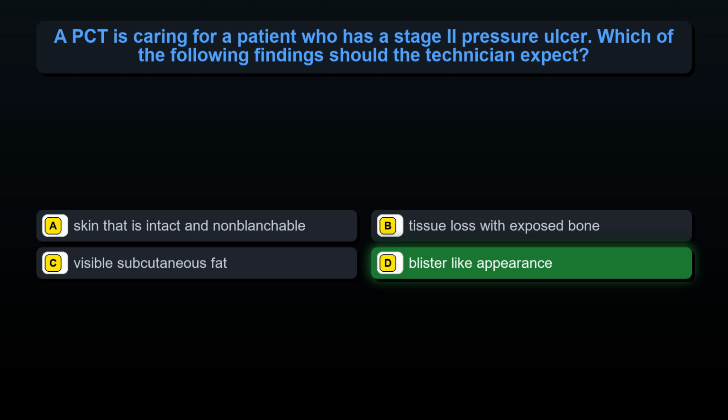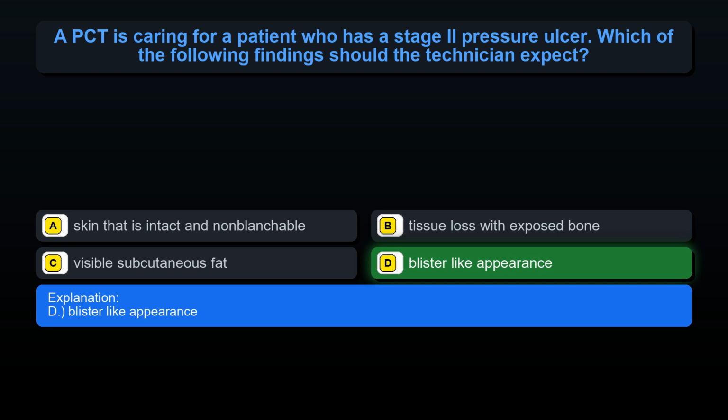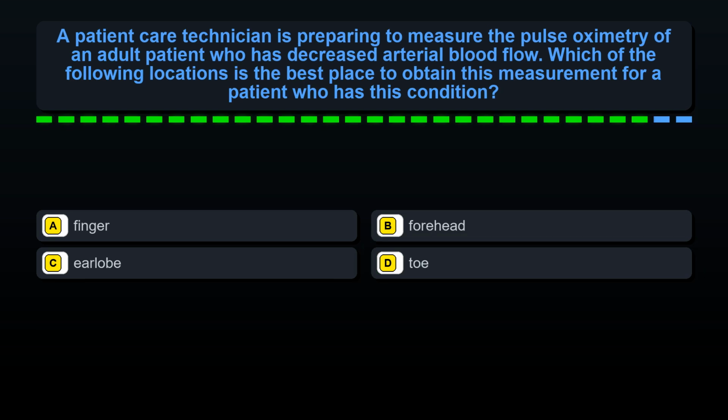The correct answer is option D, blister-like appearance. D, blister-like appearance. Question 71. A patient care technician is preparing to measure the pulse oximetry of an adult patient who has decreased arterial blood flow. Which of the following locations is the best place to obtain this measurement for a patient who has this condition? Option A, finger. Option B, forehead. Option C, earlobe. Option D, toe.